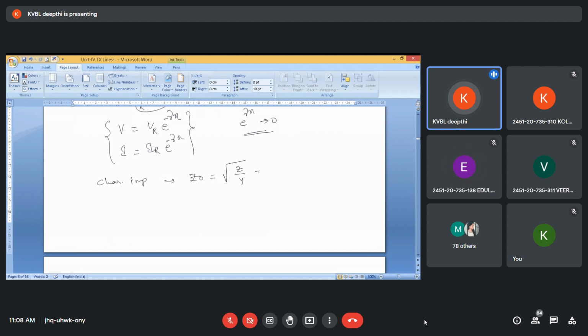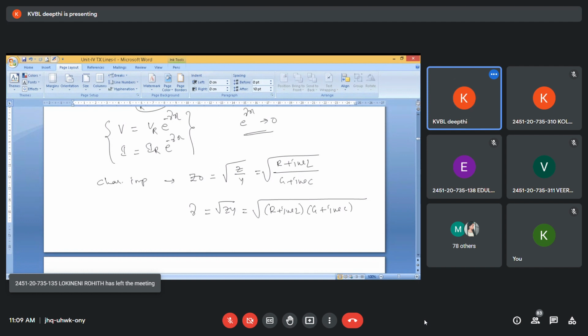Root of Z by Y. So what is the Z value here? Z is R plus j omega L, and Y is G plus j omega C. And what is the propagation constant equation we will be getting? Gamma is equal to root ZY. So this will become root of (R plus j omega L) into (G plus j omega C).